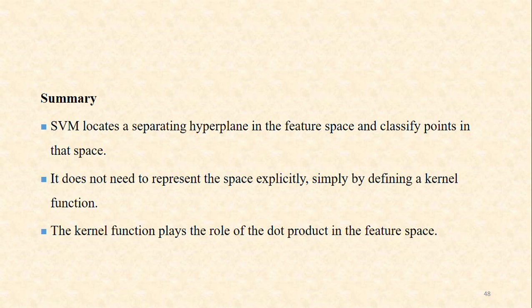We can summarize: SVM locates a separating hyperplane in the feature space and classifies points in that space. It does not need to represent the space explicitly, simply by defining a kernel function. The kernel function plays the role of the dot product in the feature space.